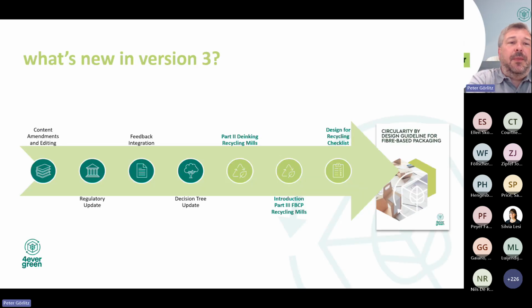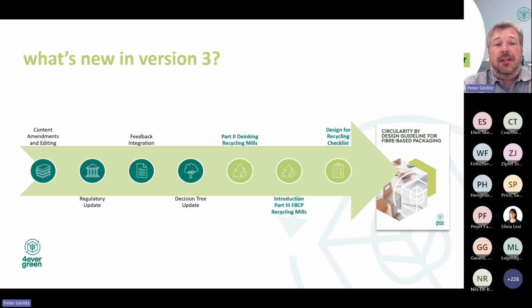So what can you expect in version 3 of the design guideline? Well, obviously, we were very busy in the last months to add new content and amend the one that we have already done. Sarah also mentions the PPWR reference, so there is some regulatory update and how 4evergreen integrates into this part. And obviously, we have integrated all the feedback that we received from the industry into the new document.